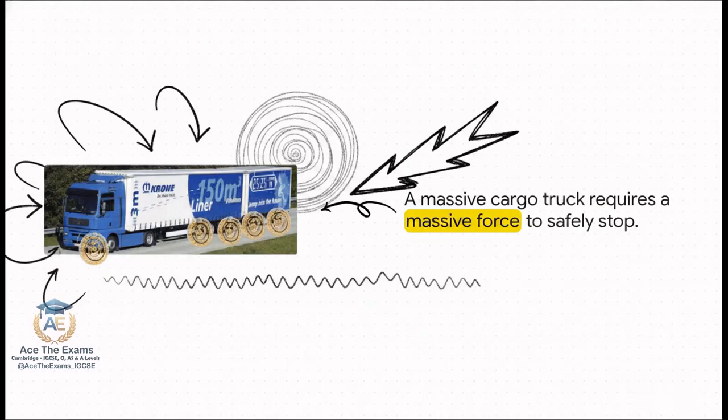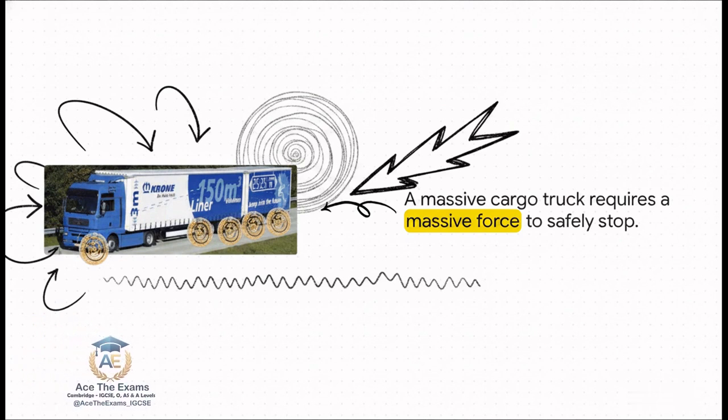Take a look at a massive vehicle like this cargo truck. It possesses a massive amount of momentum. It has a very, very large mass, and when it's cruising at highway velocities, those two numbers multiply into something huge. Because of that immense momentum, it requires a correspondingly massive resultant force, specifically friction from very powerful brakes, to finally bring it to a safe stop. You can't just stop it instantly. The forces involved have to perfectly counter that massive momentum.